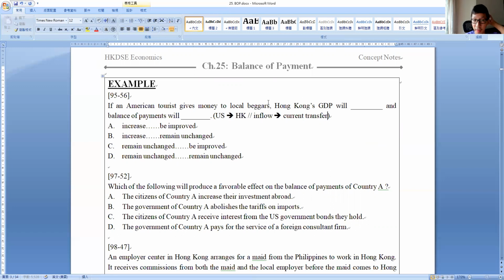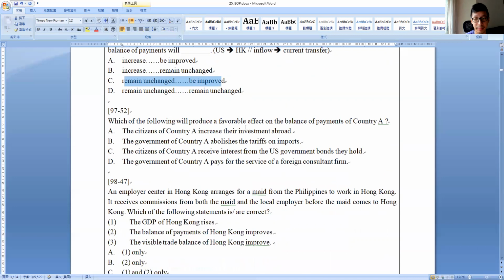Therefore, balance of payment will be improved. Now, what about GDP? We just talked about begging is not production. There is no production. When there is no production, GDP will remain unchanged. Answer will be C. Pretty good question! It distinguishes between GDP and balance of payment. Now remember, GDP is production, balance of payment is money. There is a difference.